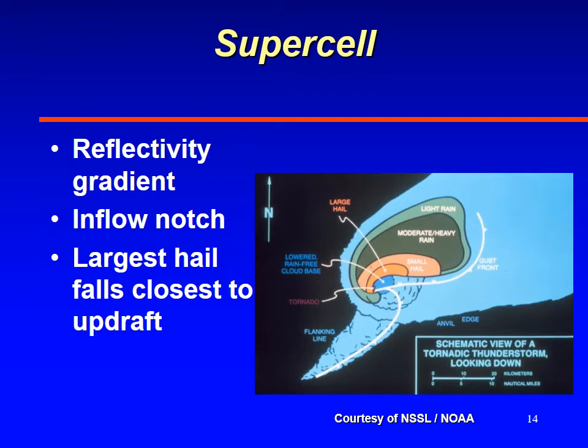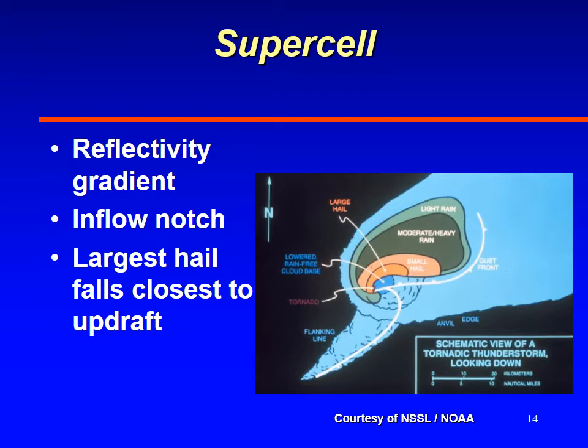Also, another thing is the inflow notch. What you see here, this picture is looking down on a thunderstorm, kind of like a satellite view, but they've superimposed upon that different areas of precipitation, and they're showing you where the large hail and the small hail is, and then as you progressively move out from the updraft, you get rain, and then heavy rain, and then light rain. Tornadoes are found in the updraft, kind of tucked in there.